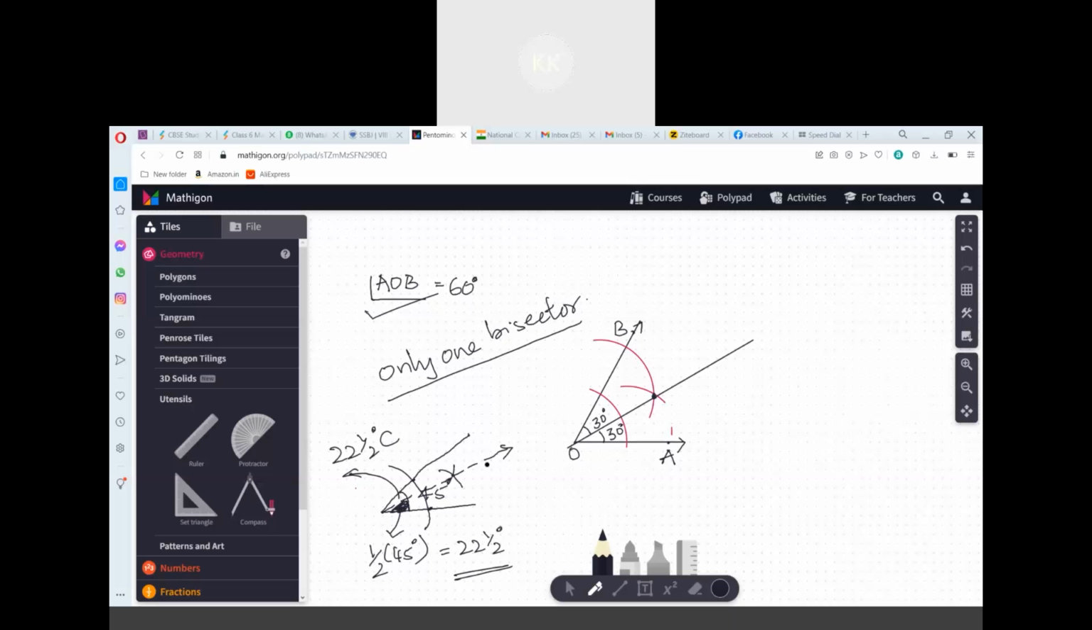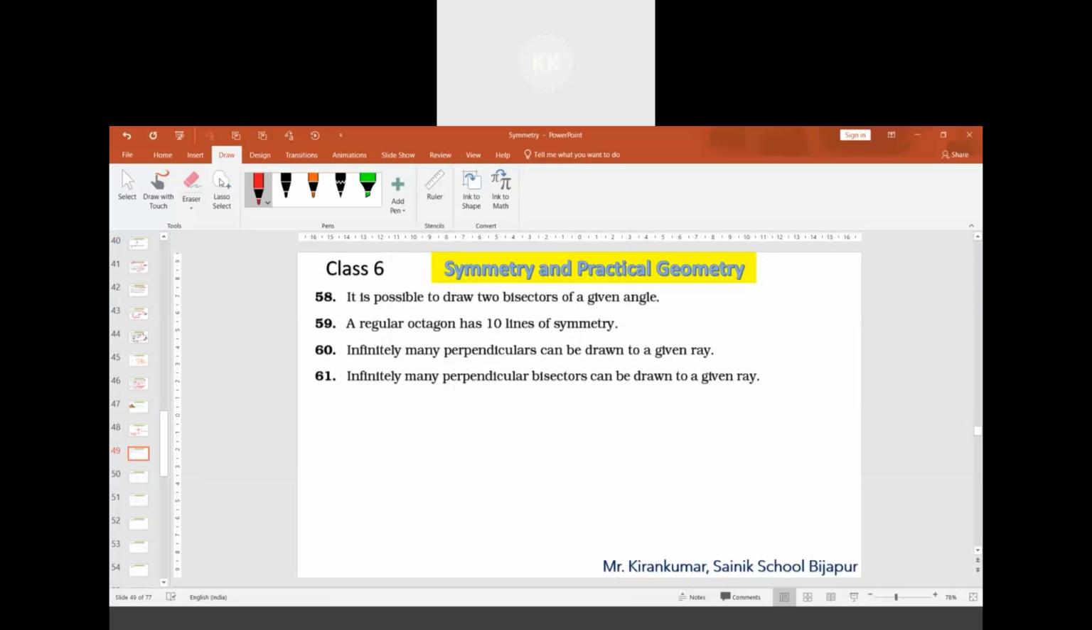So there will be only one bisector for a given angle. For any given angle, there will be only one bisector. That should be known to you. The presentation has gone, but your sir will explain in detail once again, so not to worry about that. You should understand that there will be only one line of bisector. So this statement is a false statement. Only one bisector will be there.